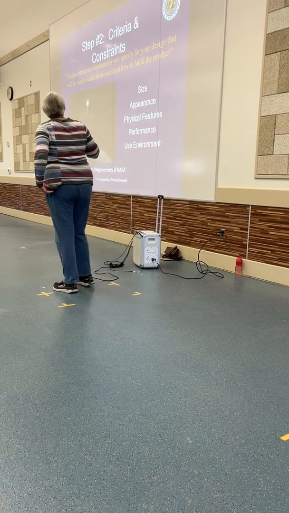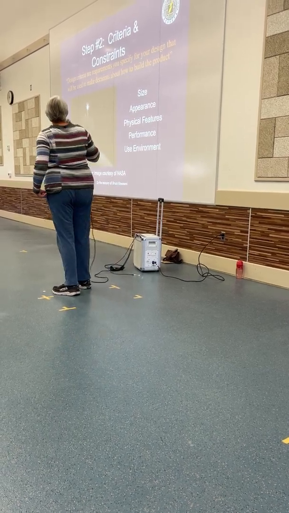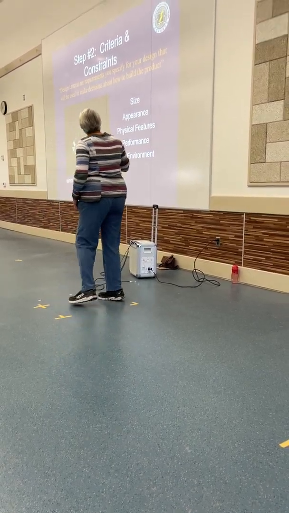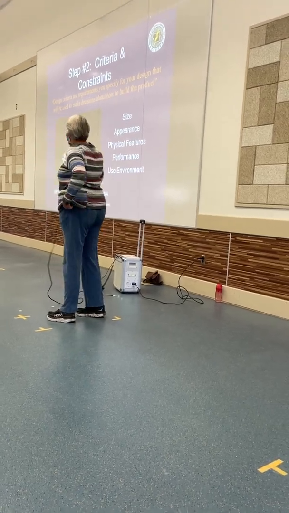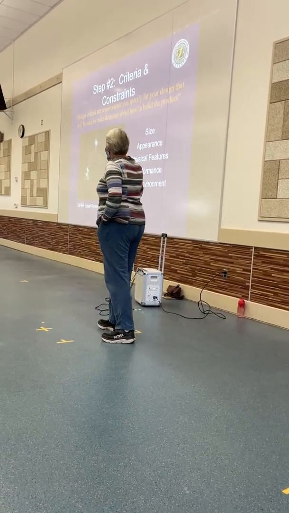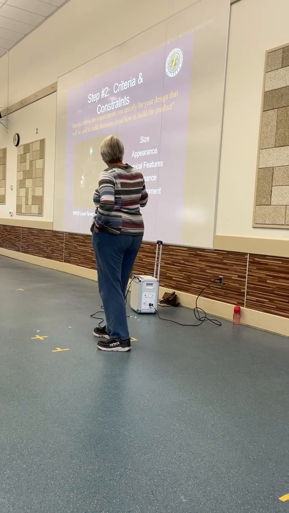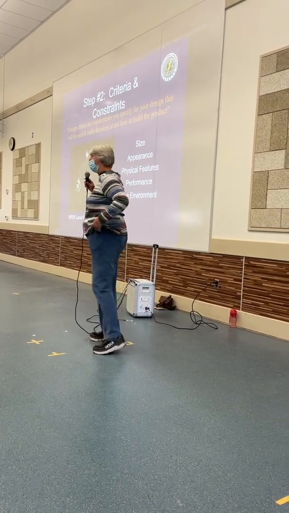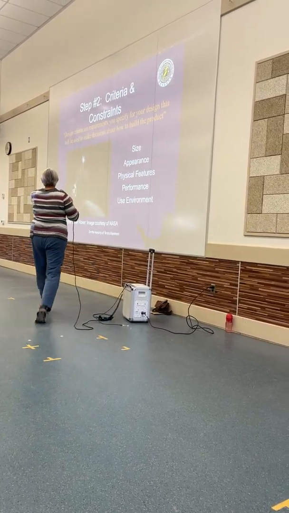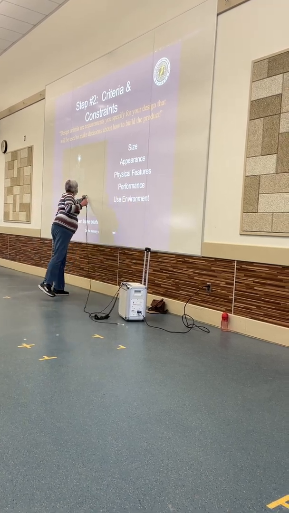All right, so step number 2, figure out your criteria and your constraints. And so the design criteria are requirements you specify for your design that will be used to make decisions about how to build the product. And so here's a picture. This is the VIPER Lunar Rover.